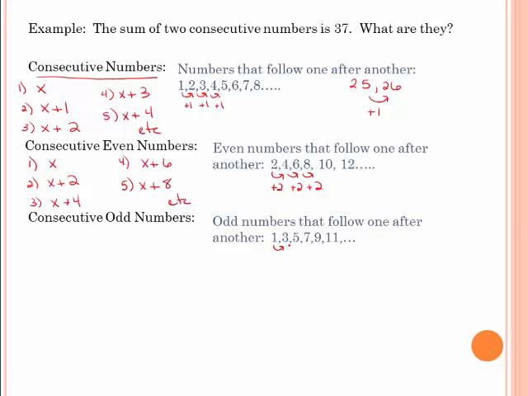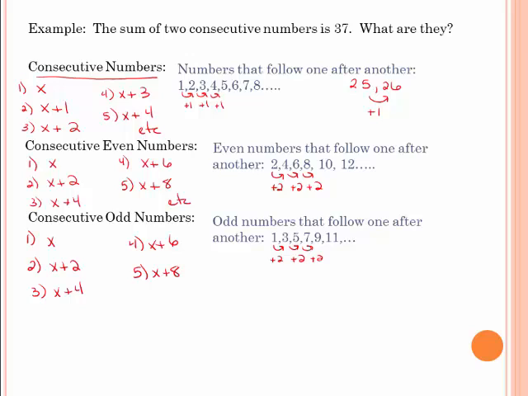When I talk about odd numbers, I add 2 as well. To go from 1 to 3, I add 2. To go from 3 to 5, I add 2, etc. So consecutive even numbers and consecutive odd numbers will follow the same pattern. We add 2 each time. Consecutive numbers add 1 each time. So let's look at our problem.